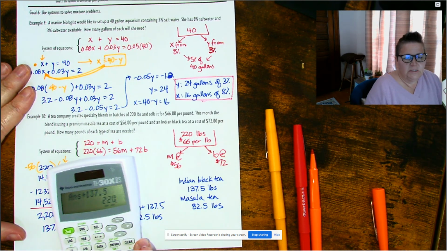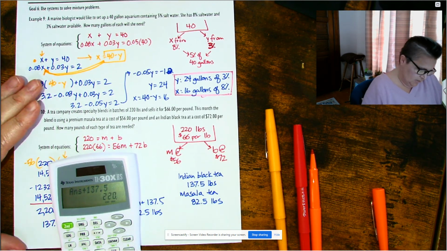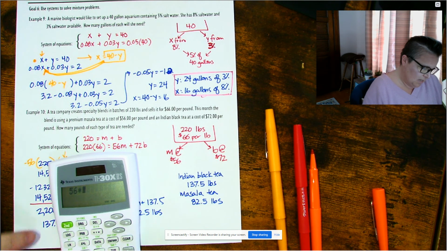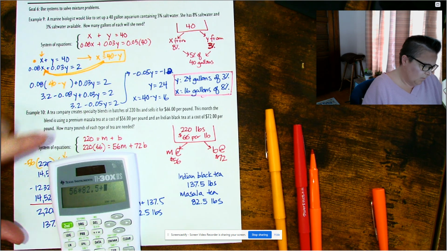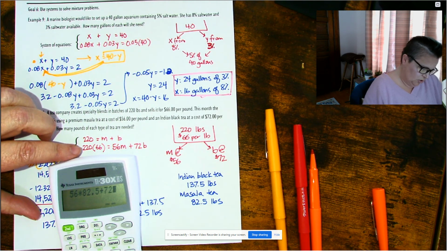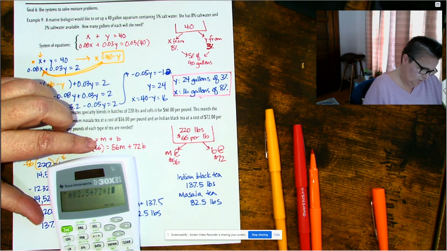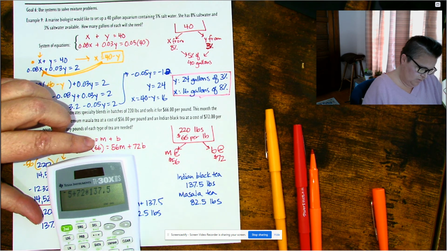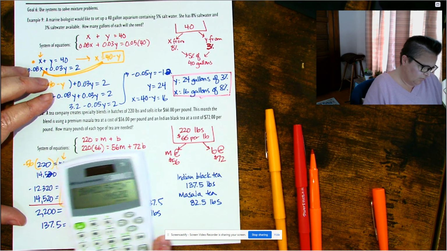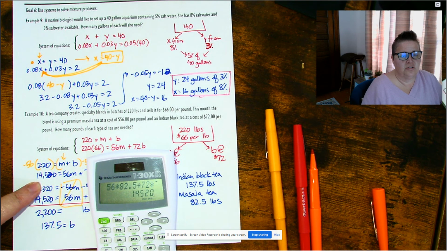And then I also want to check it in the second equation. I'm going to do 56 times the masala tea, which was 82.5, and I want to add that to 72 times the 137.5, and I want to make sure I'm getting the 14,520, or 220 times 66. And I did.